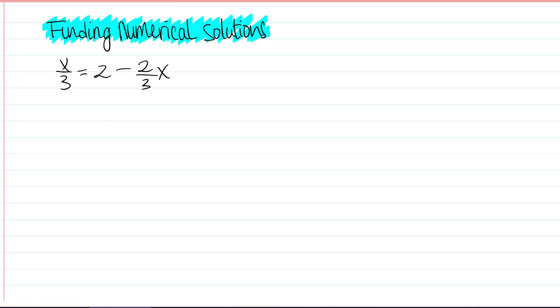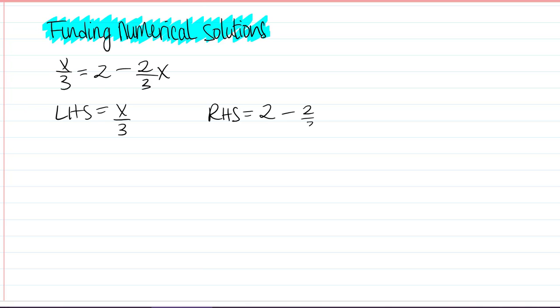The problem with numerical solutions, well, actually the problem with both, is that when you have decimal answers, sometimes you just can't get it on the graph, and you just can't get it in a table without being way too specific. And that's why we move on to the algebra in a little bit. But either way, here we have this left-hand side is x over 3, and the right-hand side is 2 minus 2/3 x.